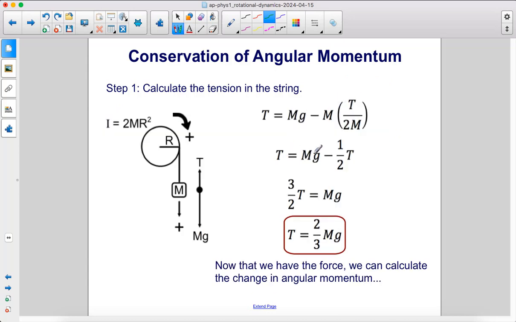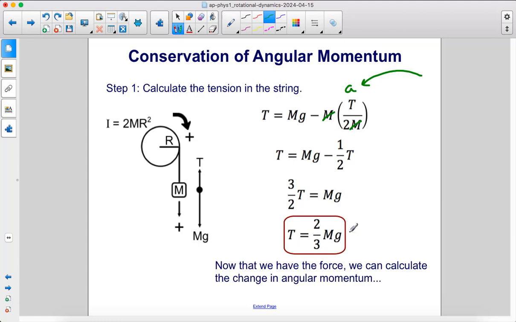On the previous slide, we had T equals mg minus ma, but then from the rotational world, we had that a equals T over 2m. So we're combining those worlds, substituting in, and then we're just going to simplify. So this m cancels with that m. We get minus T over 2, 1/2 T. Then add that to the other side. 1T plus 1/2 T is 3/2 T equals mg. Therefore, tension is 2/3 mg.